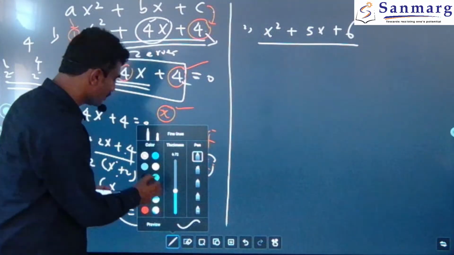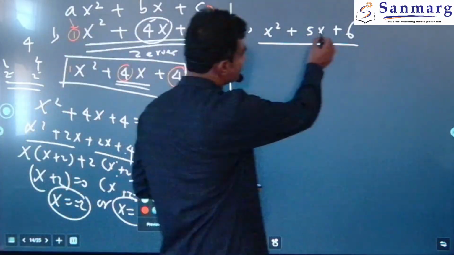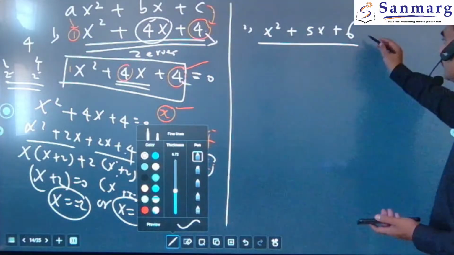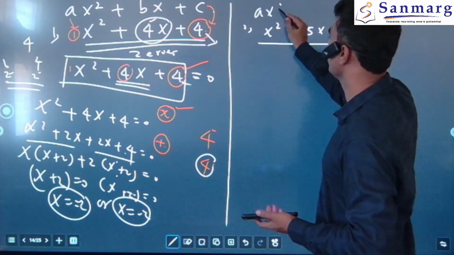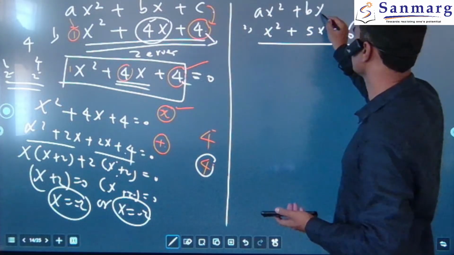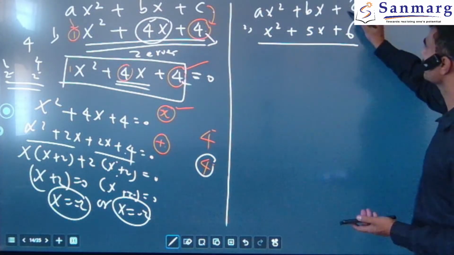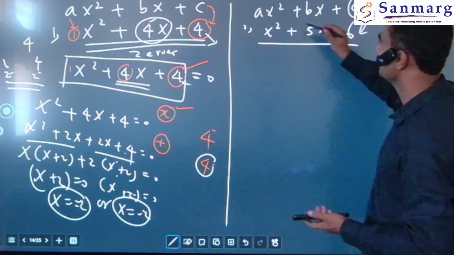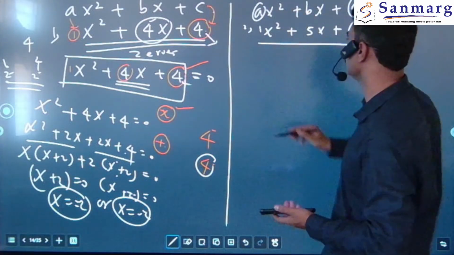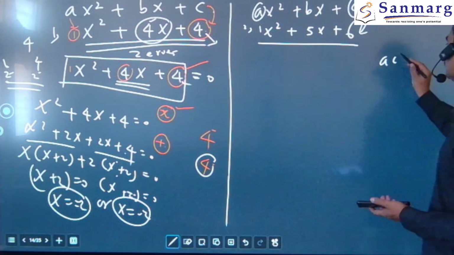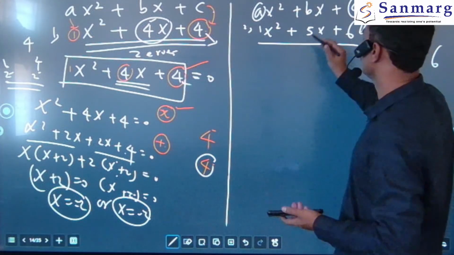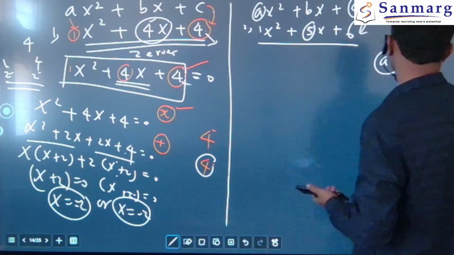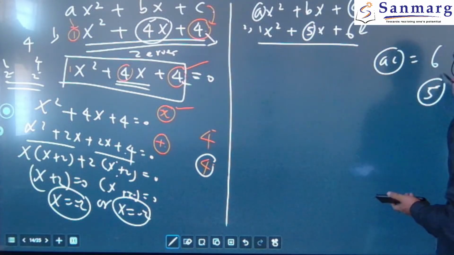So we will move on to the next example. The next example is x square plus 5x plus 6. Write the standard format of the quadratic equation, ax square plus bx plus c. What is the value of c? It is 6. What is the value of a? That is 1. So multiply a into c. A into c will be 6. And what is the middle term? Middle term is 5.